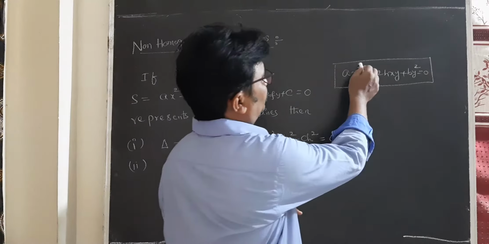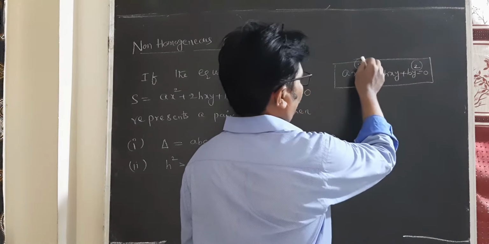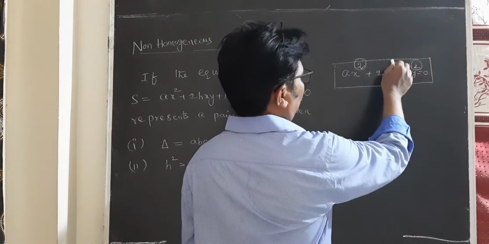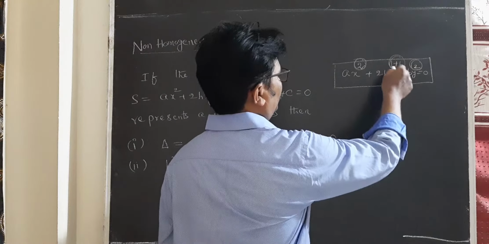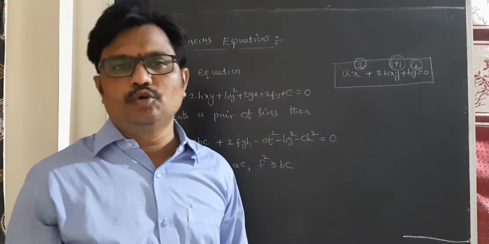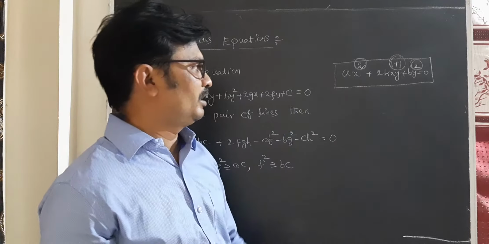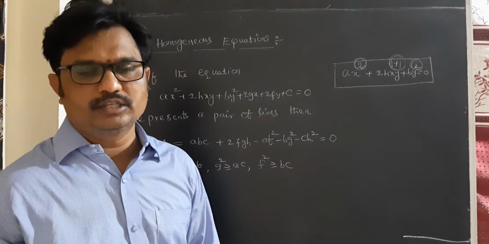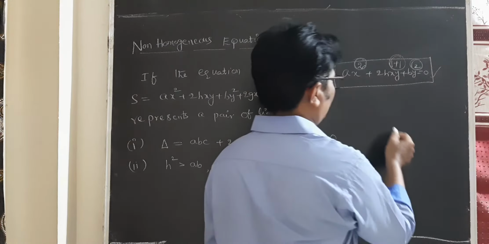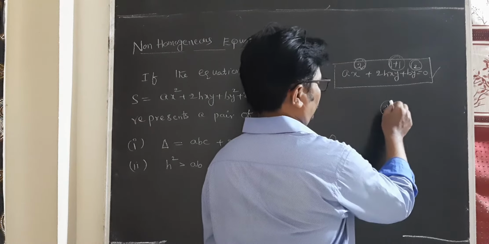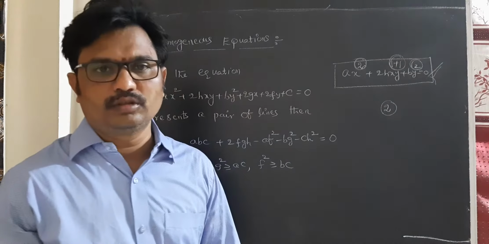So students, here the power of x is 1, here the power of x is 2, here also 2, and x power 1, y power 1, plus 1, this is also 2. So here we observe the second degree homogeneous equation in x and y is ax square plus 2hxy plus by square equal to 0. This is called the homogeneous equation of degree 2. Here this equation represents the pair of lines which are passing through the origin.